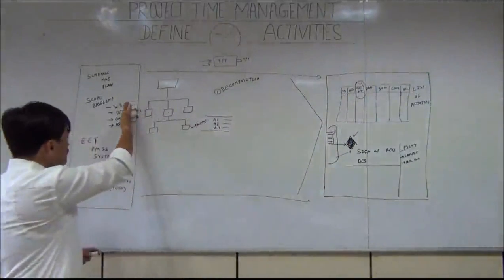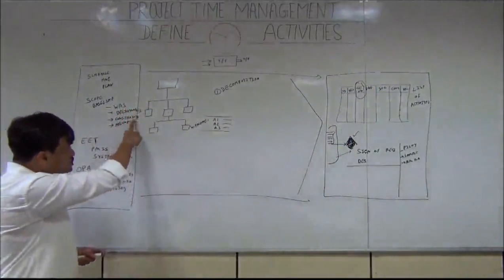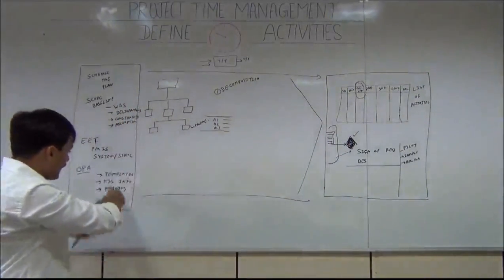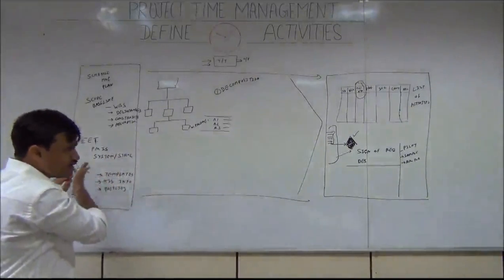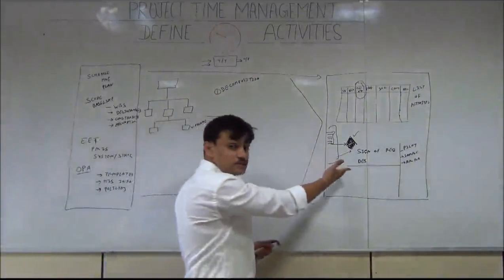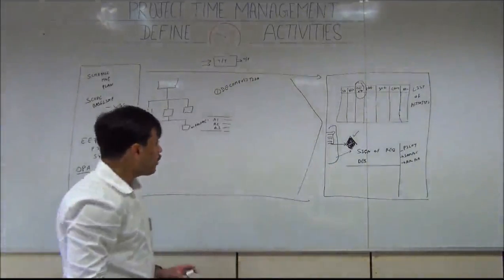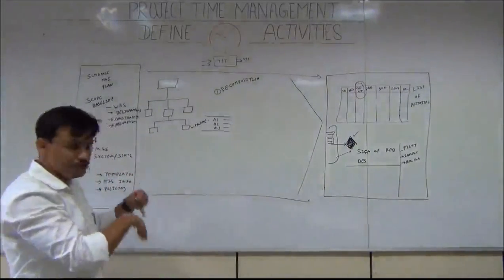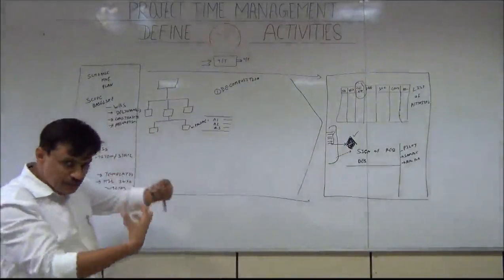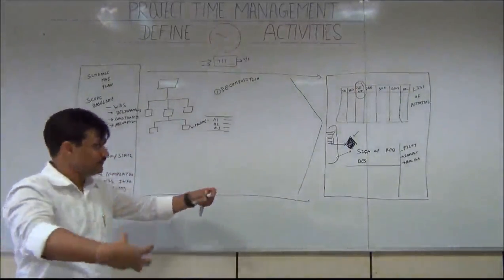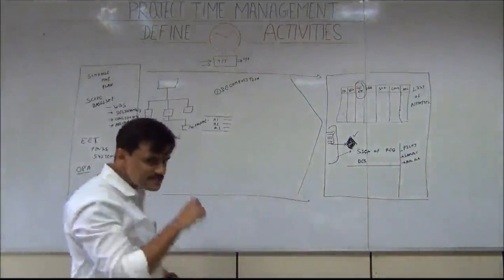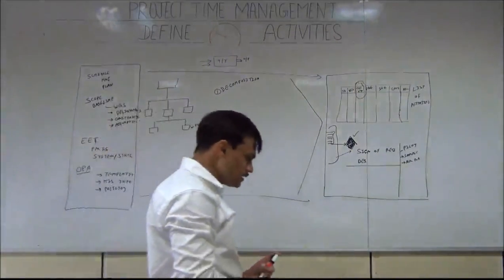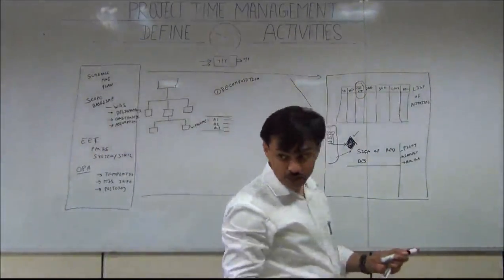The deliverables and constraints coming from the scope baseline, and the template, may also drive some of our milestones. Now, how do we do it? First, we decompose the work package and create a good amount of activity list, and that goes there. The second tool and technique is expert judgment.